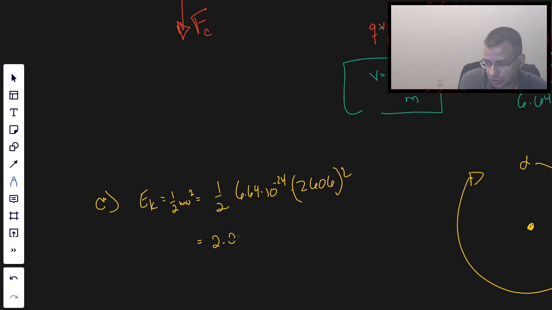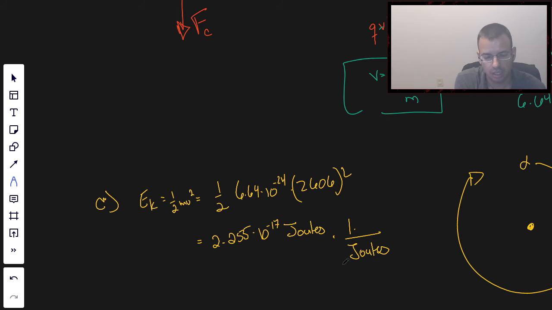Which is 2.255 times 10 to the negative 17th, but this is in joules. To convert joules to electron volts, we have 1.602 times 10 to the negative 19th. That's the charge of an electron, joules per electron volt. So we're going to get a much bigger number here because we're dividing by a very small number, 1.602 times 10 to the negative 19th.